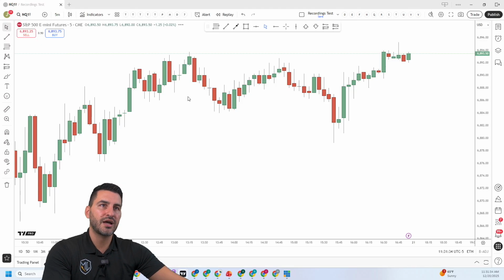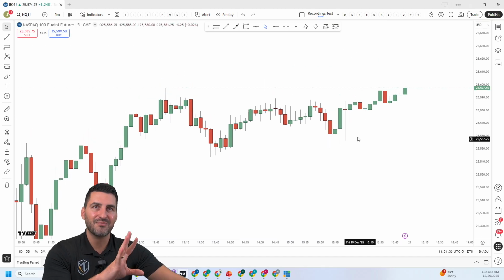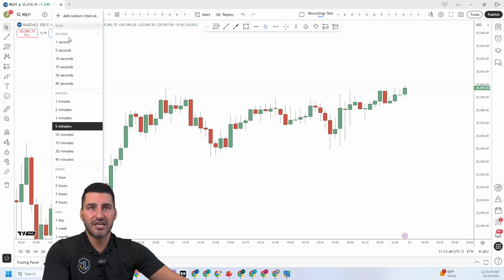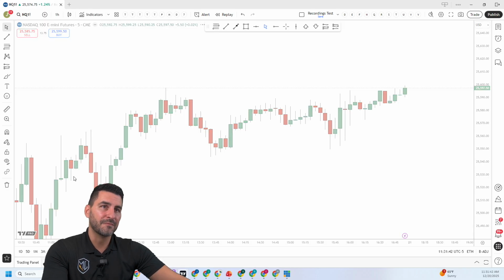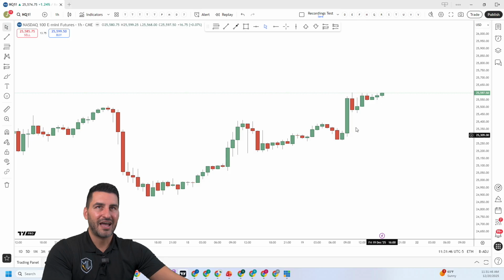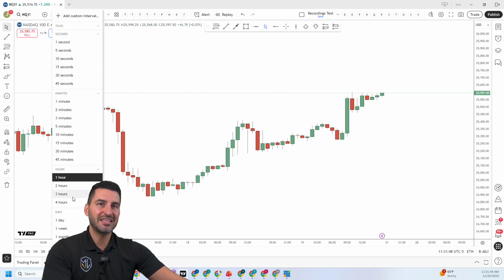You can change your time frame. Right now we're looking at 5 minutes, so every candlestick represents 5 minutes of market movement. I can change this to 1 hour, and now every candlestick represents 1 hour of market movement. I can change this to a daily time frame.